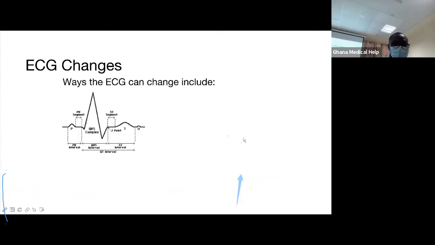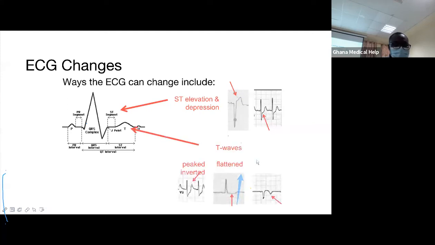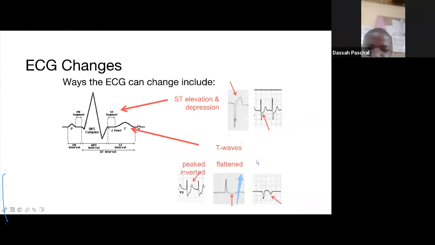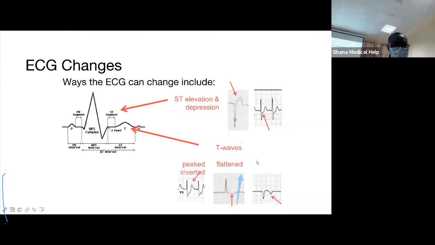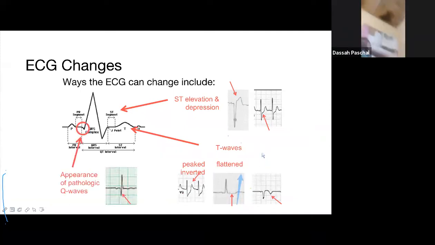So ways the ECG can change will include ST segment elevation. You can have ST segment depression, like I can see from those arrows, an elevated ST segment, a depressed ST segment. Now we look at the T waves as well. Dr. Bismarck's favorite part, the T wave. You can have peaking of the T wave, you can have inverted T waves, you can even have flattening of the T wave.